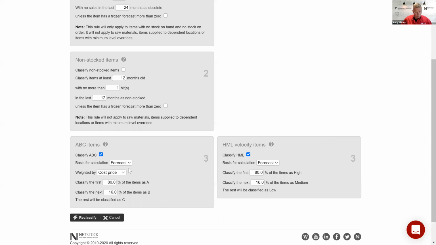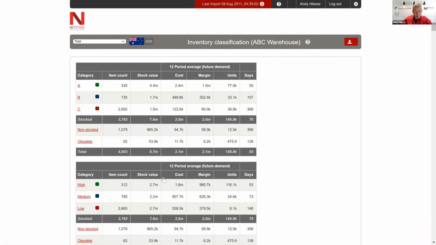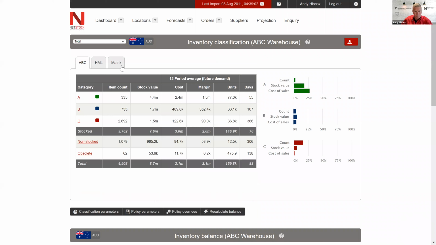So in this example, forecast times cost, that's going to contribute 80% towards turnover, will get an A ranking. Any item that's going to contribute the next 16 will get a B, and the remaining 4% will get a C ranking. Obviously, as products sell and move through the classification, so they will move up and down this classification ranking. Same thing here, but we ignore the value weighting and we just do it on the product movement, high, medium, or low. Once we've done that, we now are able to group products into a 9-block matrix.